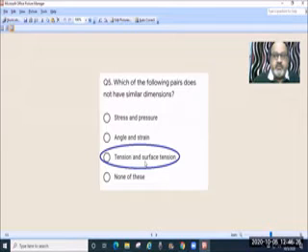Which of the following pairs does not have similar dimensions? Okay. So here, you know, stress and pressure both are the same, force over area. Angle and strain are dimensionless quantities. Okay. And tension and surface tension do not have the same dimensions, because tension is force, surface tension is force per unit length. So this is the answer to this question.